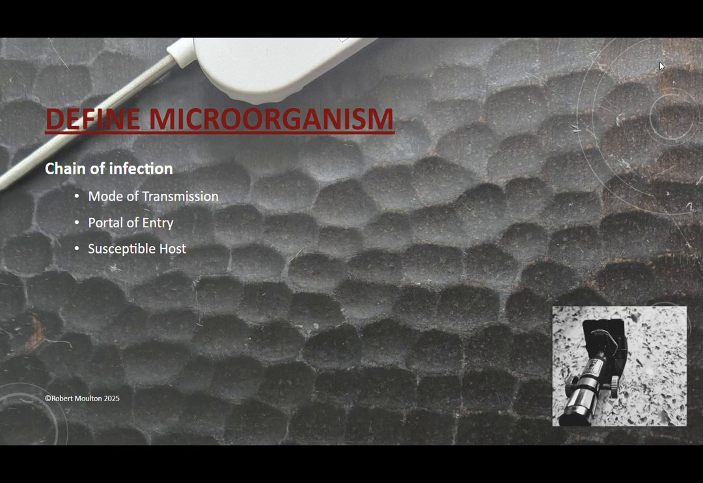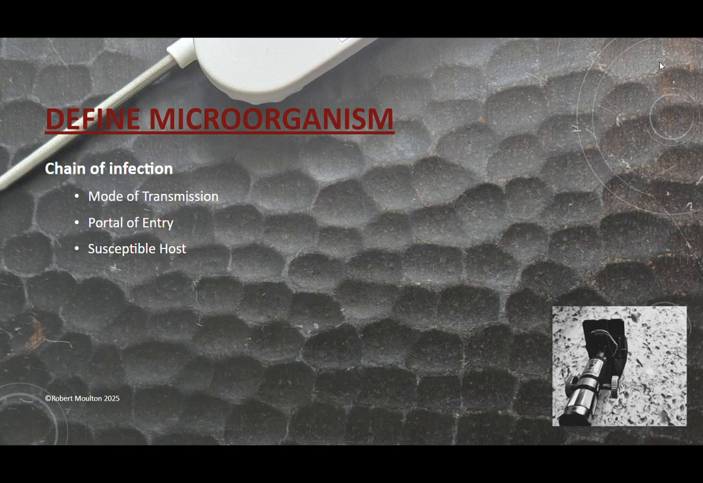They then require a mode of transmission, or a way to move to another host, like transferring by touch or by remaining on a droplet in the air as it moves through to another person. Once they get to another person, they need a way into that host, and that's what the portal of entry is. That's usually through an opening like the mouth, the nose, the ears, or the eyes, or sometimes even a cut or a scrape, depending on what it could be.